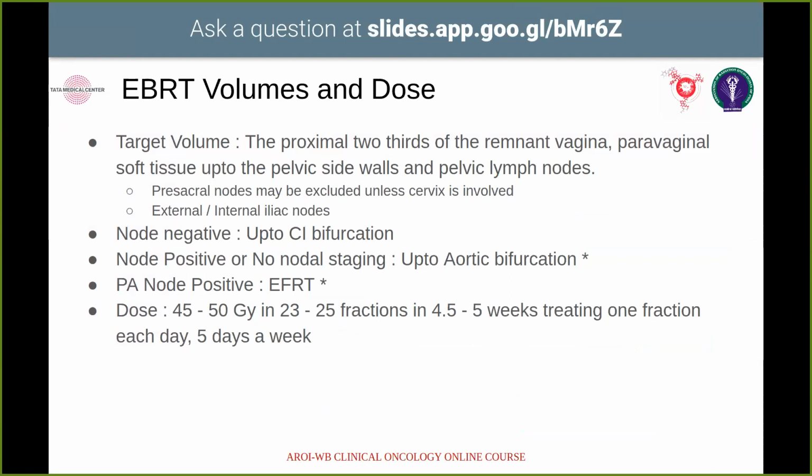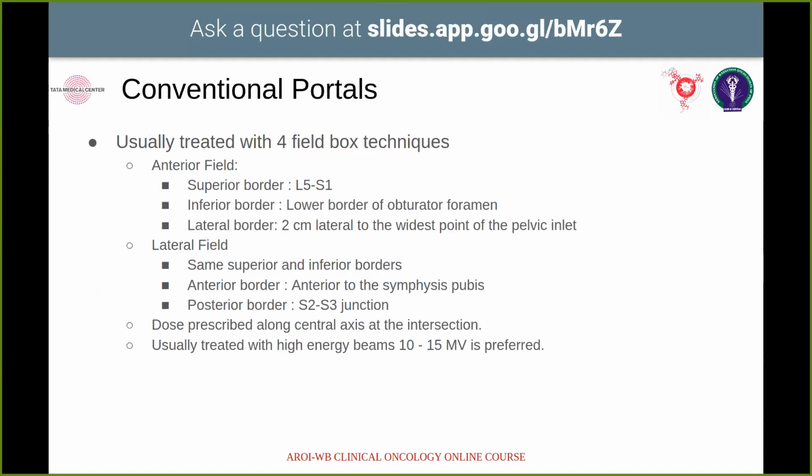Coming to EBRT volumes and dose, it is important to remember that your target volume includes the proximal 2/3 of the remnant vagina, the paravaginal soft tissue, and any pelvic lymph nodes. When you are doing radiotherapy for endometrial cancer, it is important to remember that all patients do not need coverage up to the common iliac bifurcation. In fact, the common fields that were used in the past had the superior border kept at the L5-S1 border.